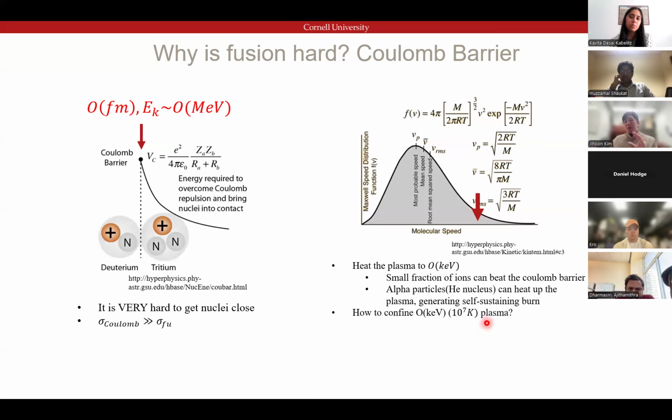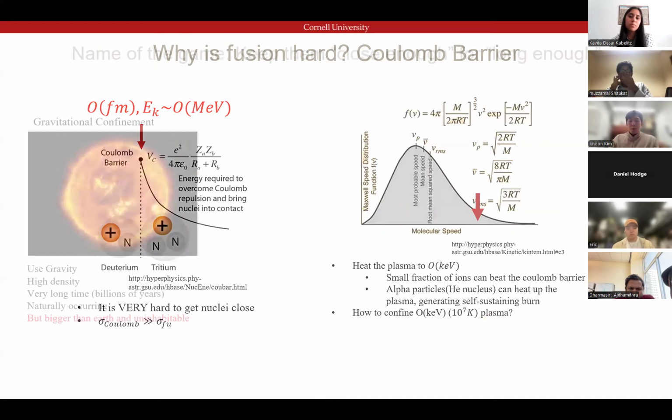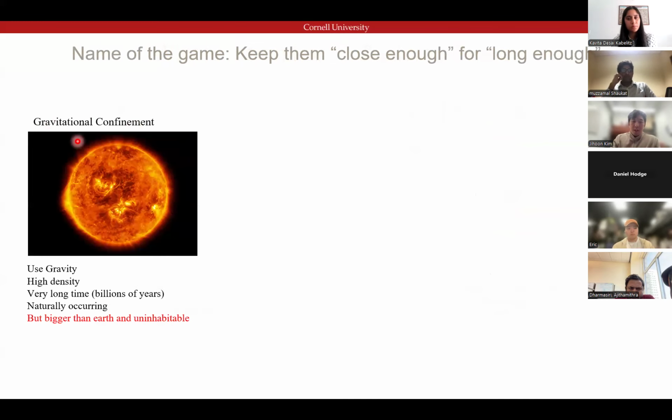So if you try to keep this kind of very hot matter in a small volume, then it's not very easy. So one way to do it is gravitational confinement. You've seen this before. Use gravity, very, very high density, and very long time, billions and billions of years, and it naturally occurs. But it's bigger than Earth, and you don't want to live on the sun. It's very uninhabitable. We can't build this.